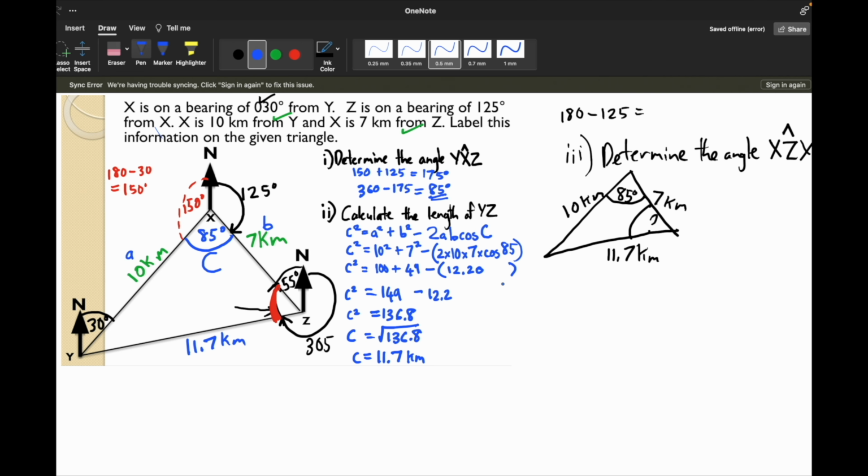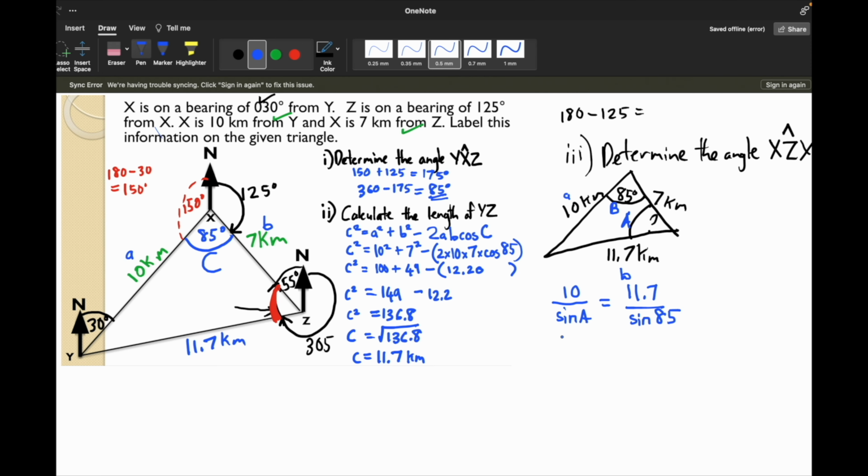Sine rule. Excellent. Sine rule. So this here is like saying small a, this here is big A, and because I know this angle and I know this length, I could say this is small b, and here is big B, or capital B. So therefore, I would say 10 over sine A is equal to 11.7 over sine B, which is 85. So I can start working this out.